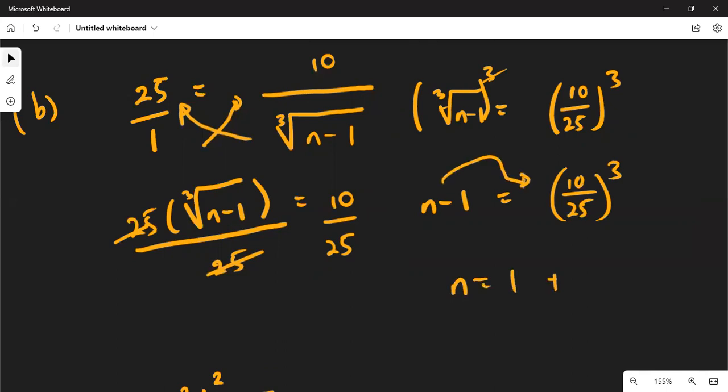So it will be 1 plus 10 over 25, in this case, to the exponent of 3. So adding or simplifying these together actually is going to give us 133 over 125, which is our n in exact form. So that's what we needed in this case. You can just leave your answer like that, it's fine.